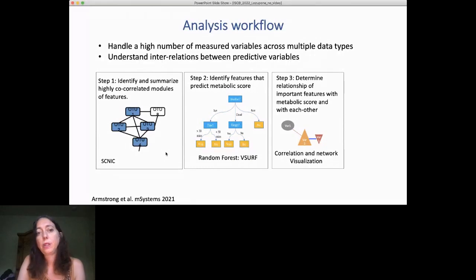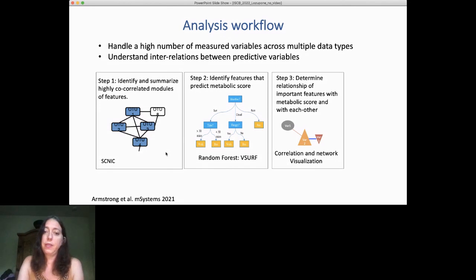We next used a flavor of random forest called VSURF, for variable selection using random forest, to identify features that predict the metabolic disease score. So VSURF is a nice tool because it not only gives you an estimate of how well it could predict the metabolic disease score, but also is optimized to report back the important features that the random forest used to make that prediction. Once we had all of these important features, however, one thing random forest doesn't do a good job of is telling you how or why those features might be important. And so step 3 was to do post hoc analysis.